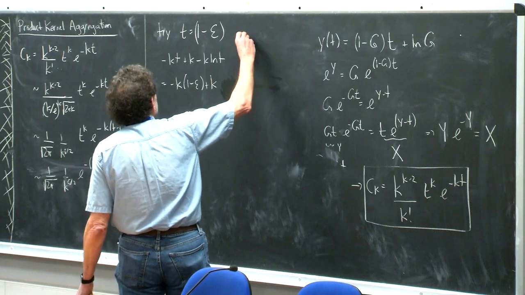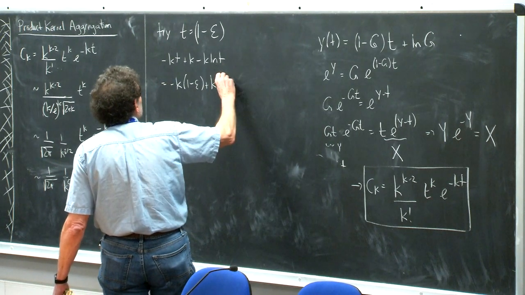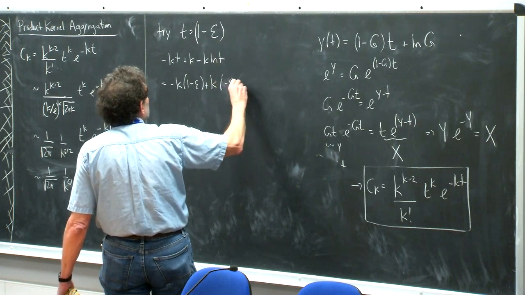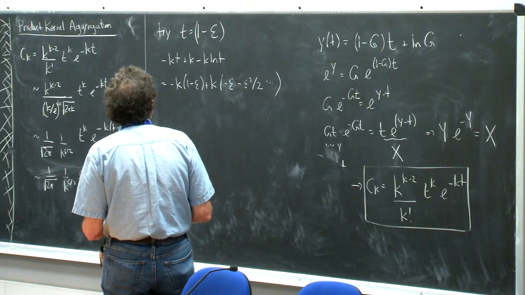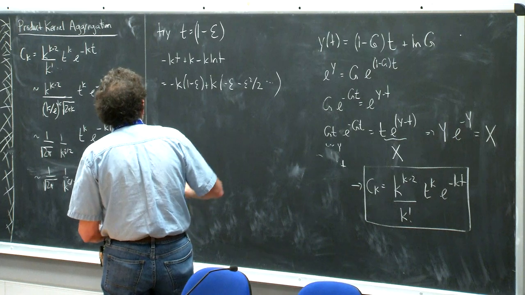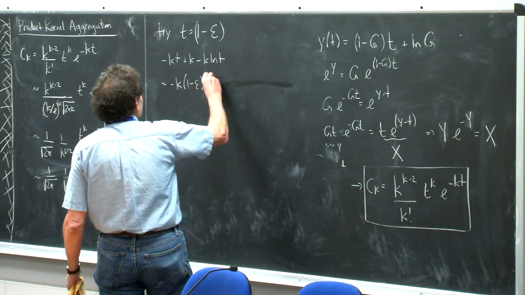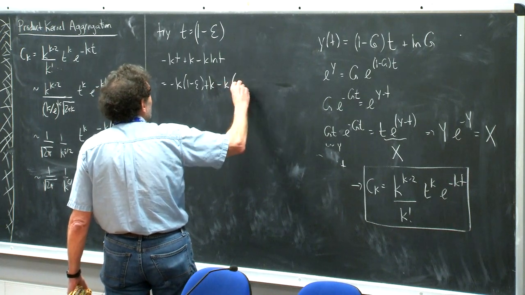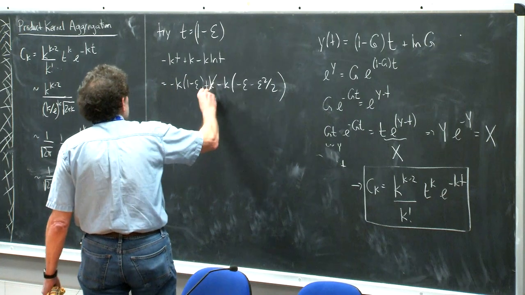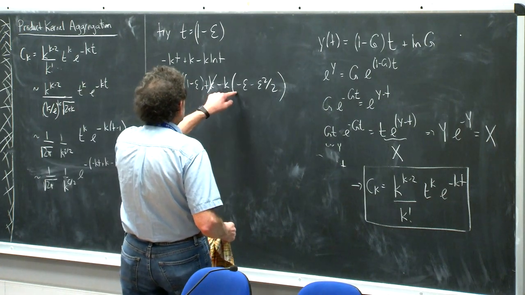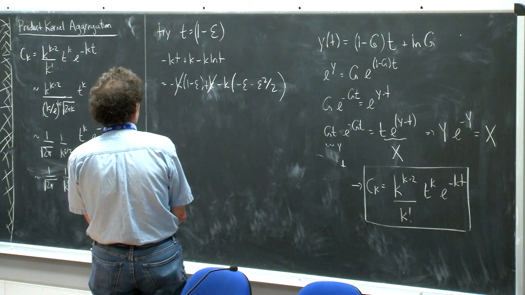Let's get this straight. The logarithm of 1 minus epsilon is minus epsilon minus epsilon squared over 2, and so on. So we have plus k and minus k log t. And so this will look a little bit better. It's minus epsilon squared over 2. This k cancels that k, plus k epsilon cancels this. It seems to have a sign mistake somewhere.